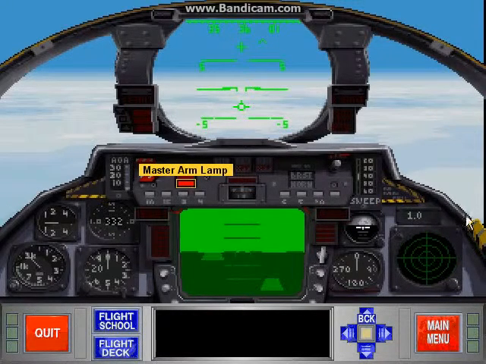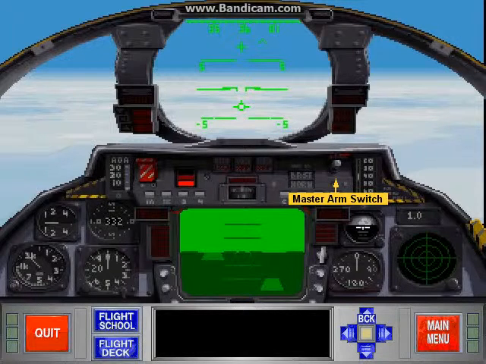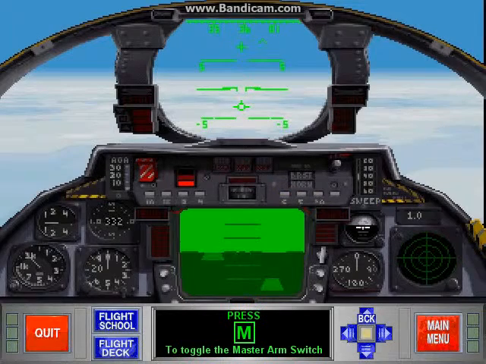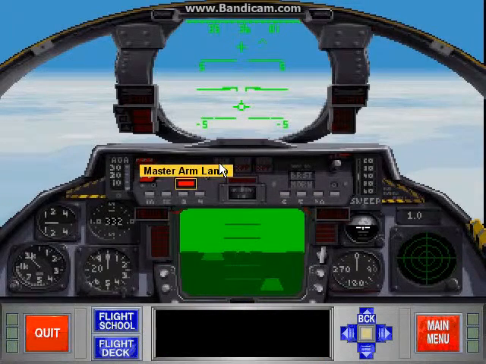The master arm lamp is lit when the master arm switch is on, enabling your weapons to fire. The master arm switch arms your weapons. You can toggle this switch by pressing the M key. When your weapons are armed, the master arm lamp is lit.